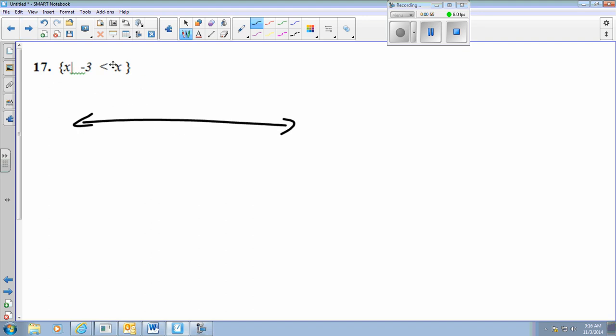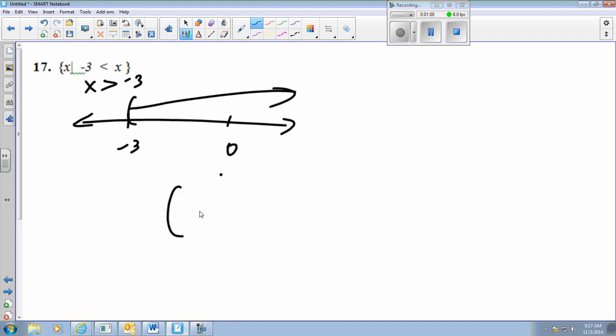Number 17. This one's written backwards, so I want to rewrite it as x is greater than -3. So I'm going to put a -3 on here and a 0 on here. Greater than would be a parenthesis and an arrow to the right. In interval notation, we would use -3 to infinity.